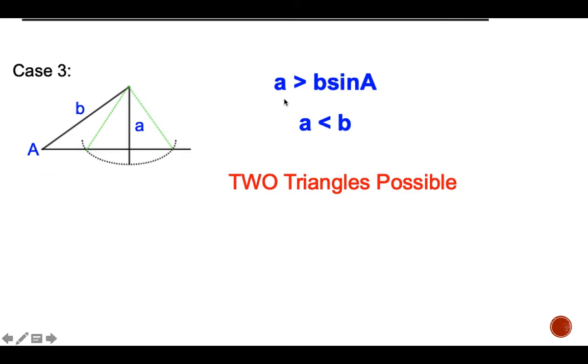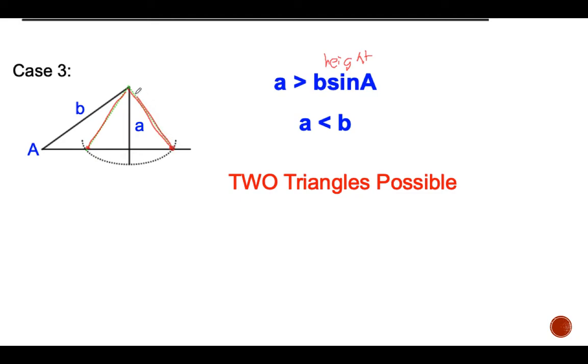And case number 3, the worst. If A is greater than the height, we know there's not 0 triangles, so it's either 1 or 2. And then if A is less than B, there's 2 possible triangles, okay? So we have one possible triangle here and one possible triangle here.